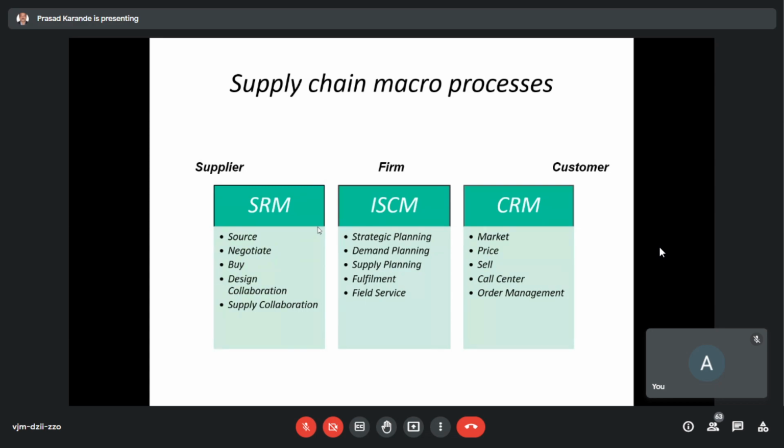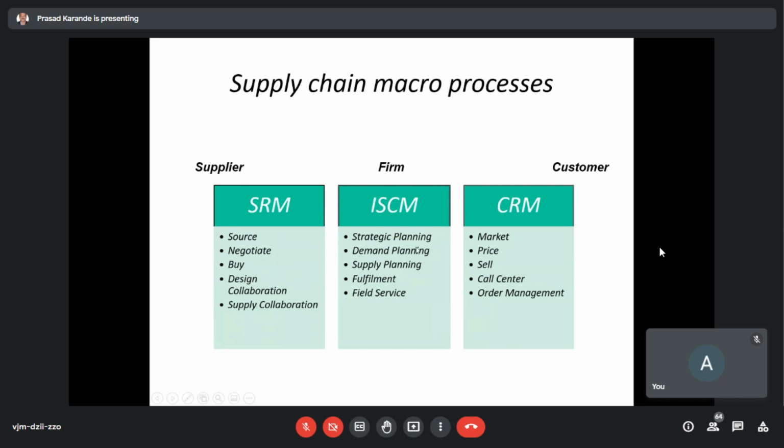मतलब once you receive the material, then it is not concerned with your suppliers, or इसका कोई संबंध नहीं आएगा, but it is related to the internal supply chain. Now internal supply chain management is concerned with strategic planning, demand planning, supply planning, and fulfillment of field services. So these are the requirements.